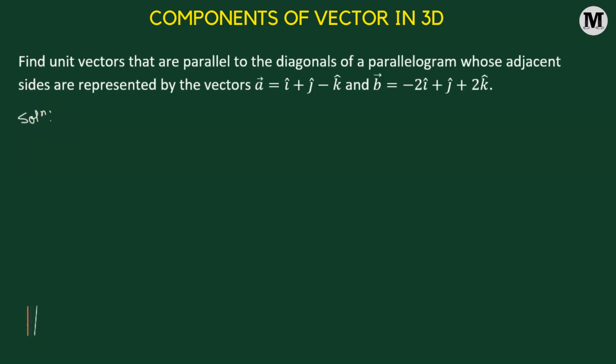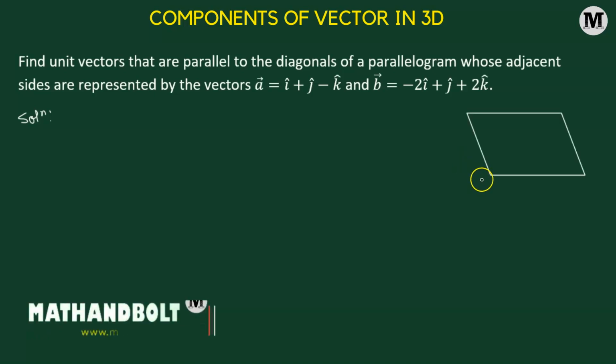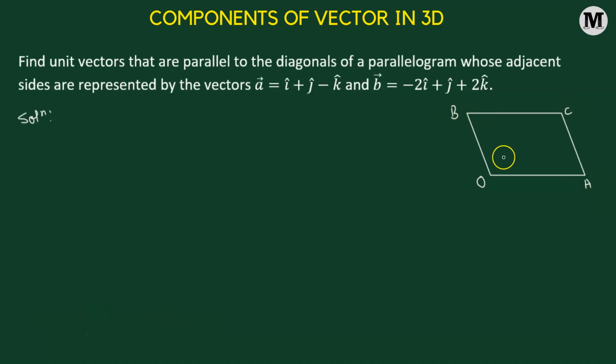Now let's consider a parallelogram. So here we say we have a parallelogram with vertices O, A, C, B. Now let's consider the adjacent sides OA and OB. We're going to represent the side OA with the vector A, and OB, the adjacent to OA, with the vector B. Now, if we join point O and point C, we're going to get the diagonal OC. Similarly, joining A and B gives us the diagonal AB.